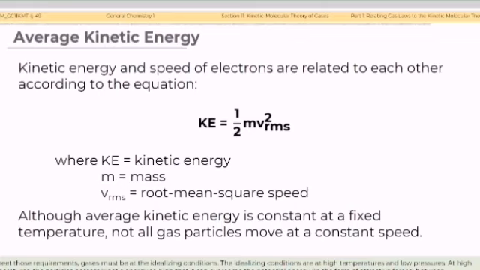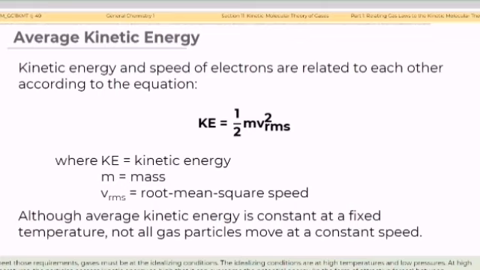At low pressures, the gas particles are very far apart from each other. The kinetic energy and speed of particles are related to one another according to this equation, where KE is equal to 1/2 times m v raised to the power of 2 with a subscript of RMS, where KE is the kinetic energy, m is the mass, and v with the subscript RMS is the root mean square speed.